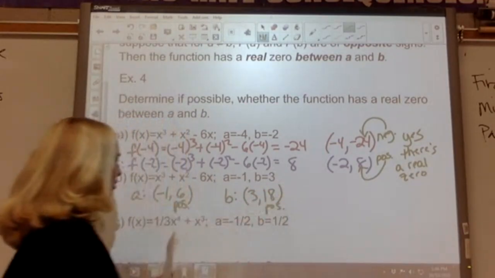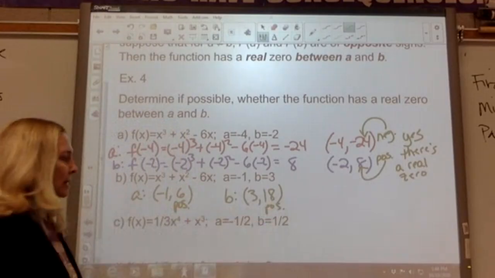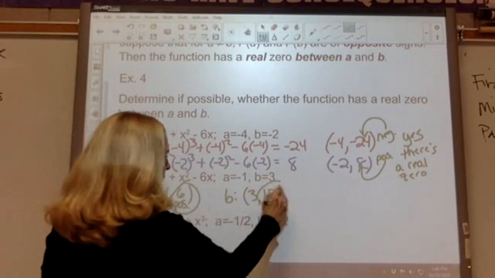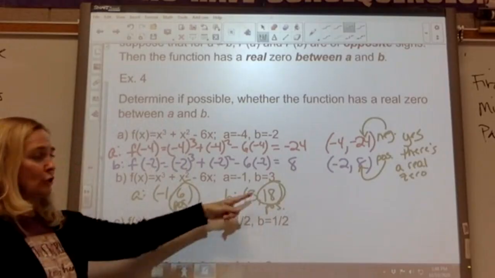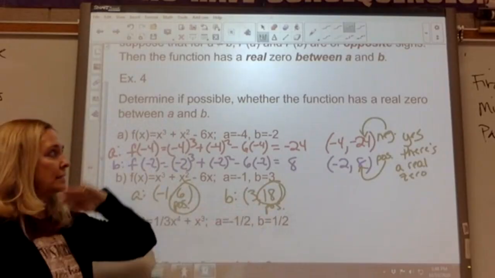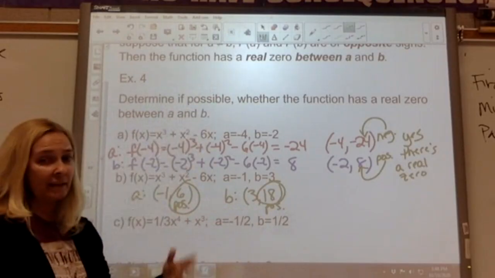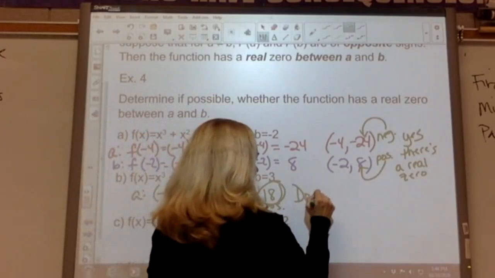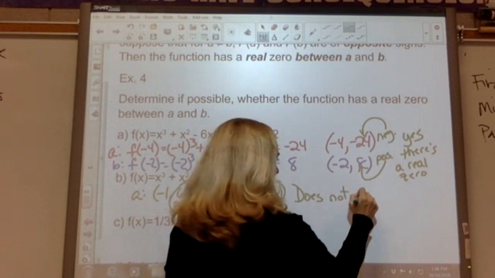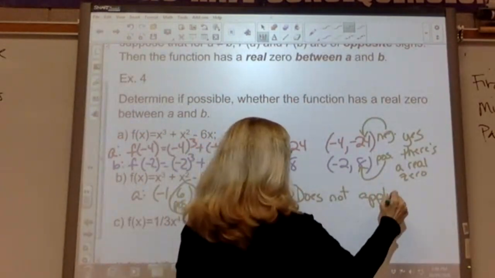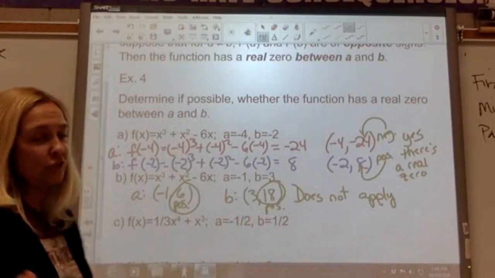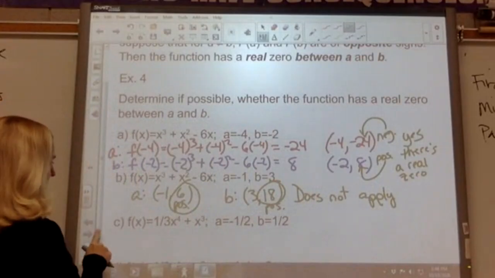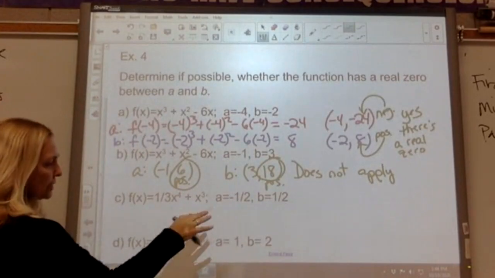Now, if you get two answers that have the same sign, and we're looking at the y values, what's the number we get when we plug this in? If you get two of the same sign, then this intermediate value theorem does not apply because it doesn't tell us anything. All right, so it does not apply. It's not no, okay? We don't know. It just means we don't know anything. All right, it's not telling us anything about it. So then you do this.